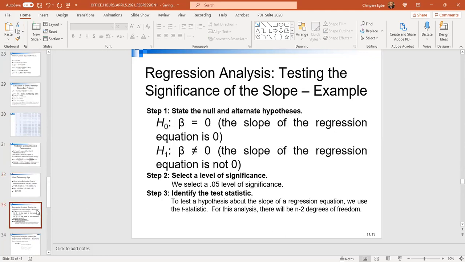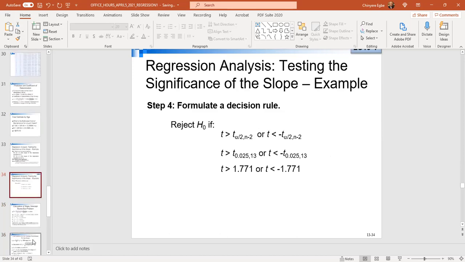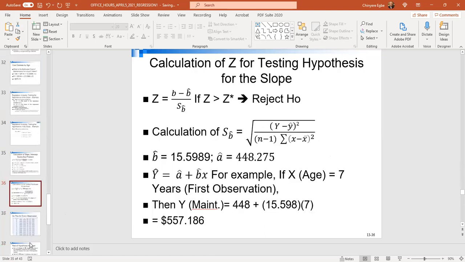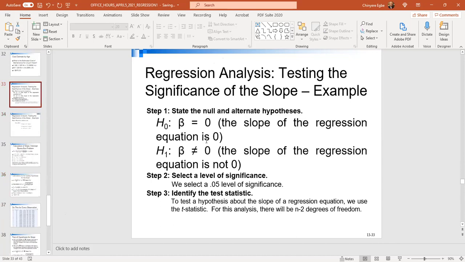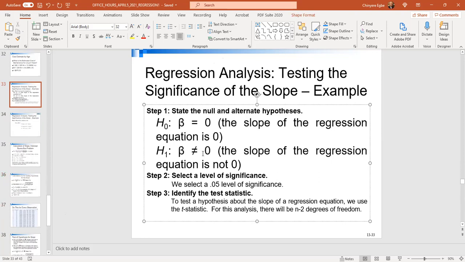All right, so now we're going back to test of hypothesis. And so once we state the null hypothesis, which is that b is equal to 0, and the alternate hypothesis is that b is not equal to 0. If b is 0, that means that the independent variable has no effect on the dependent variable, which is to say age does not affect maintenance, okay? But if b is not equal to 0, that means that the slope of the regression is not 0, and therefore age affects maintenance.